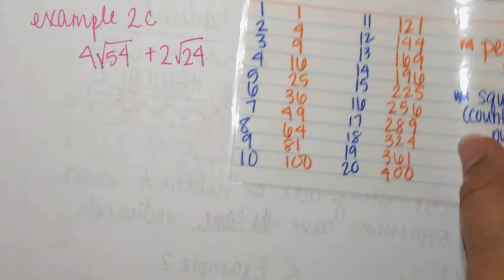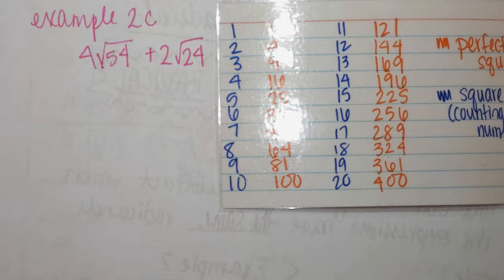Alright, 4 root 54 plus 2 root 24. Do you want to do it together? No. Okay, try it without me. Please get your perfect square note card out or write them on a piece of paper, something.